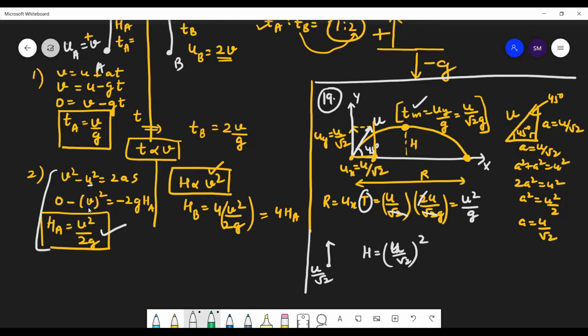So the initial velocity here is u by root 2 along the y-axis. So upward direction we have taken positive, downward direction we have taken negative. Same as we have taken here. So u square divided by 2g.